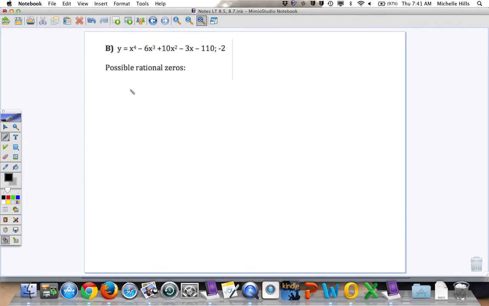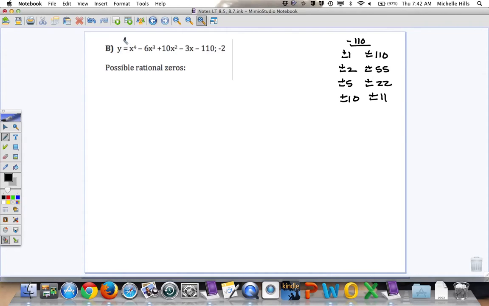Now I'm going to cheat a little bit on the second one. My possible rational zeros, first of all, for negative 110, I'm going to go out and list those. Positive and negative 1 times positive and negative 110 would be factor pairs. Positive and negative 2 times positive and negative 55. 3 won't go in evenly. 4 won't. 5 will. Positive and negative 5 times positive and negative 22. 6 won't. 7 won't. 8 won't. 9 won't. 10 won't. Positive and negative 10 will, sorry, times positive and negative 11. Those are all my factor pairs of negative 110.